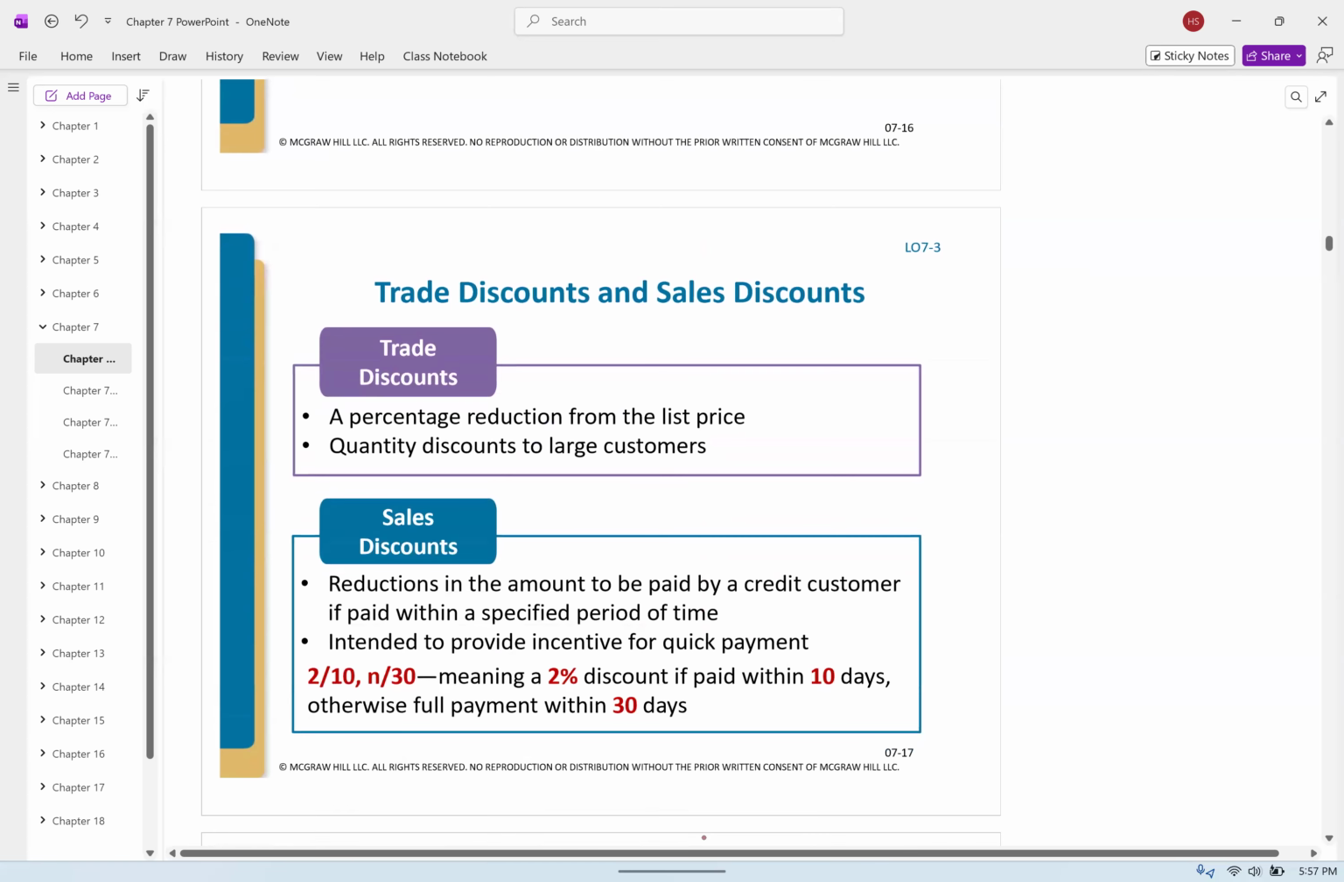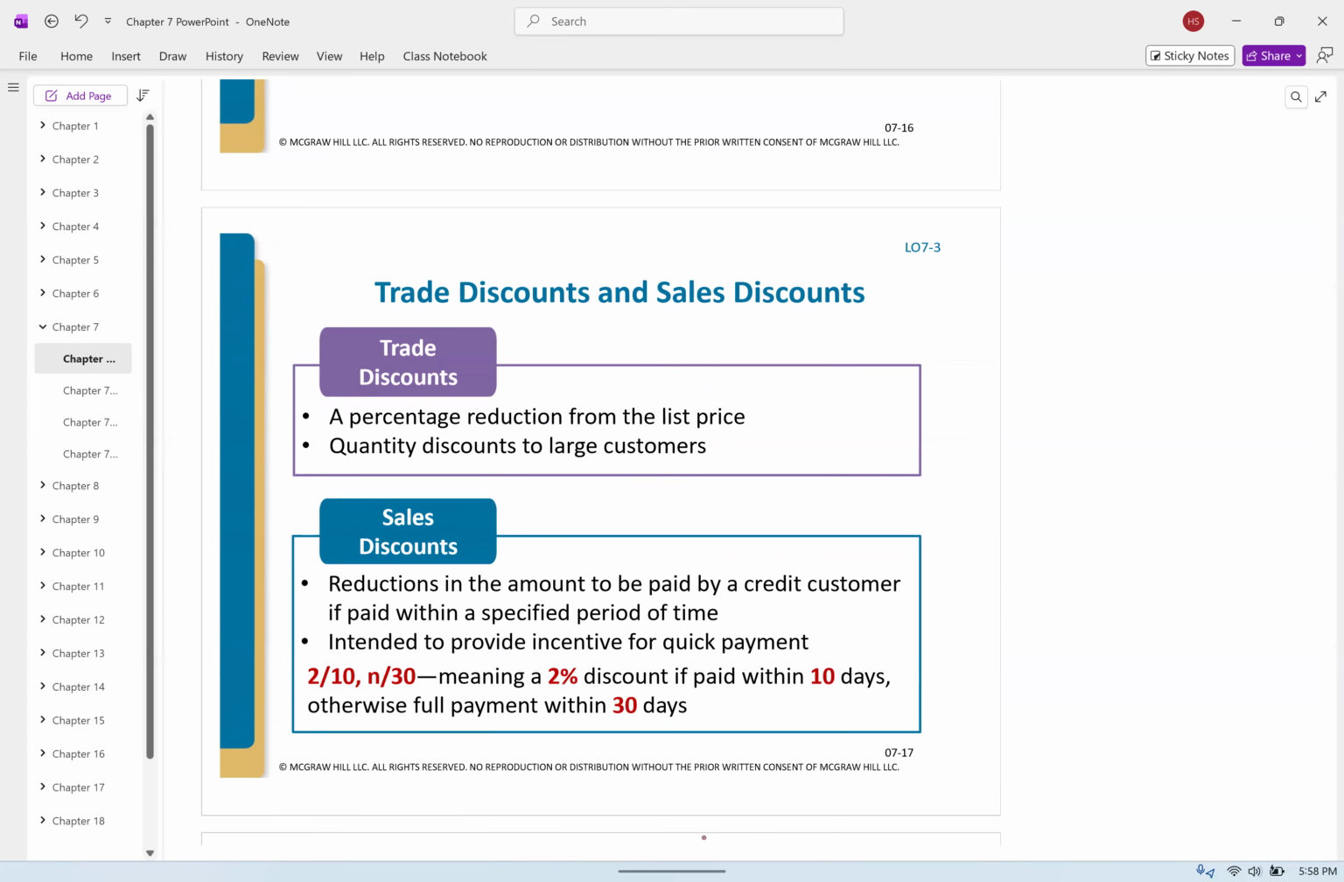Okay. When you have these trade receivables, you will get a trade discount. It's usually a percentage reduction of the list price. So let's just say they may think, okay, if you order $3 million of product from us this year, we're going to cut you a break and give you a percent off of that. That's a quantity discount. The sales discount is different in that if it gets paid in the discount period, we're going to give you a sales discount. These two are separate from each other. They are not the same thing.